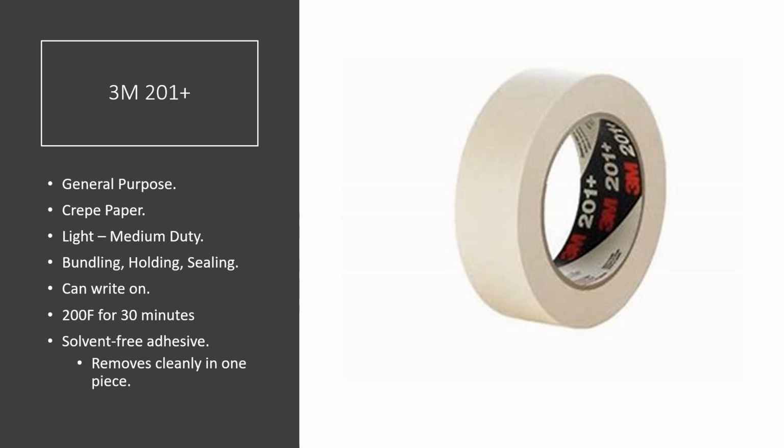You can write on it, so if you want to label specific materials and rip off once the manufacturing process is done, it could be a good solution for that. It can withstand a little bit of a bake cycle, 200 degrees for up to 30 minutes. And it has a specialty solvent-free adhesive that can remove cleanly in one piece.